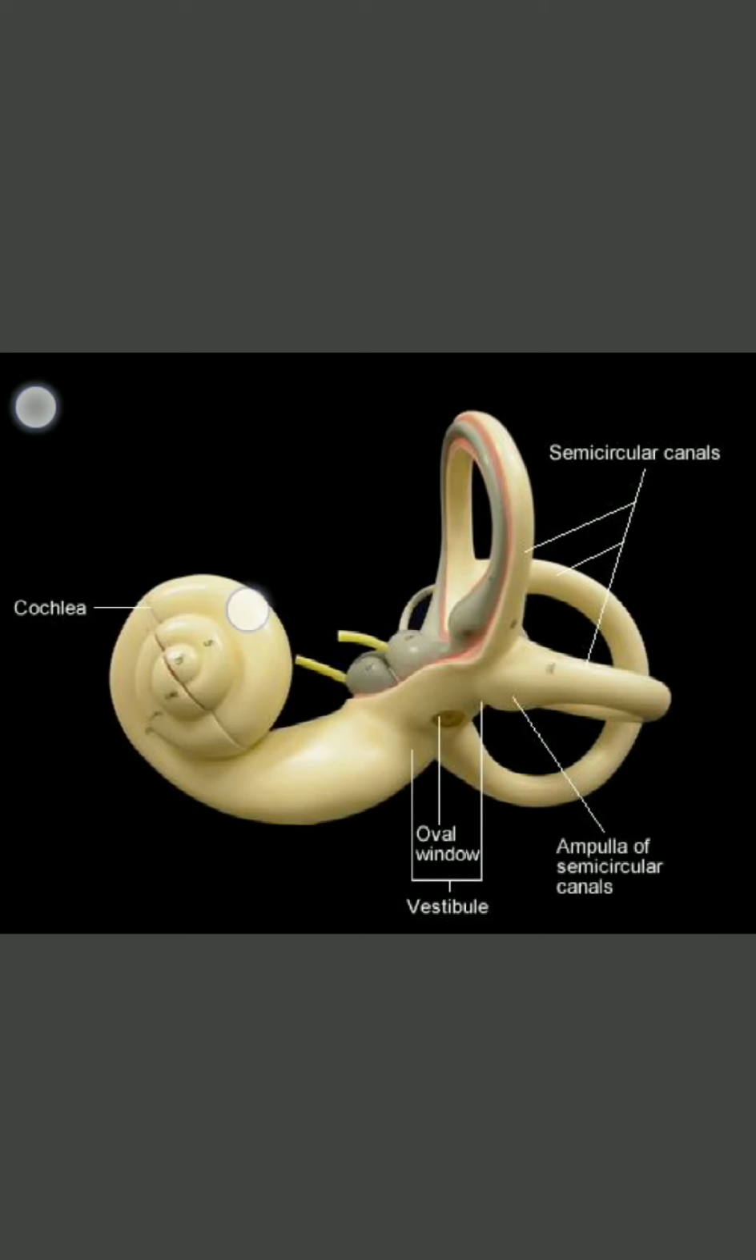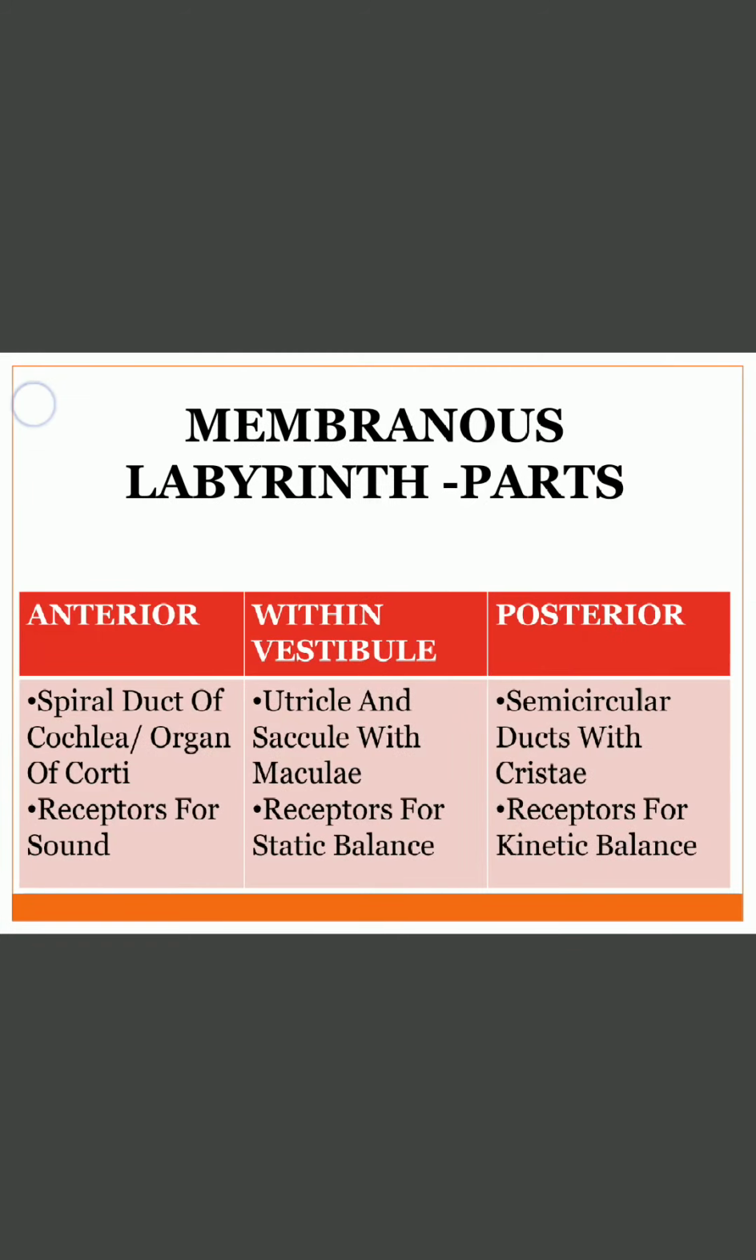In this figure, you can see this anterior part is the cochlea of the internal ear. This middle portion is the vestibule, and posteriorly you have three semicircular canals. The membranous labyrinth, anteriorly it has a spiral duct of cochlea which has the organ of Corti, which is receptor organ for hearing. Within the vestibule there is utricle and saccule with maculae which are receptors for static balance. Posteriorly there are semicircular ducts with cristae which are receptors for kinetic balance.